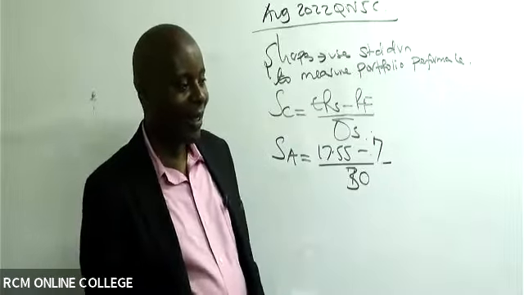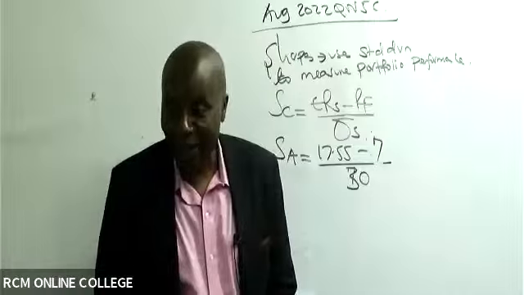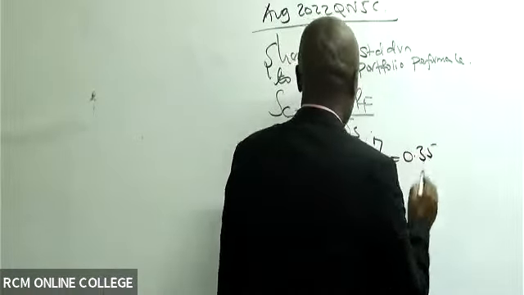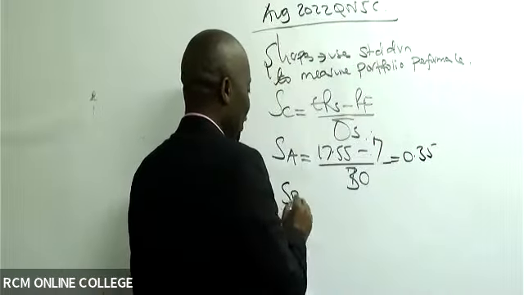Zero point... 0.35. Thank you very much. That is Sharps for A. How about Sharps for B?